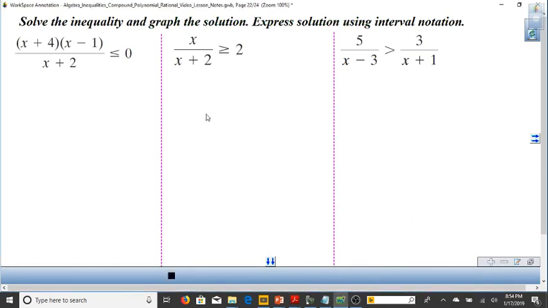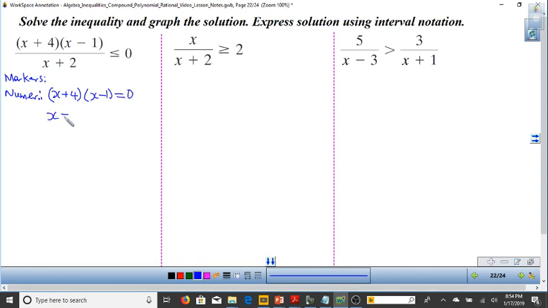So my examples. This first one here is already in the format that I want, so all I need to do is get my markers. So the first marker I'm going for is the numerator. For the markers, we have to do the markers for the numerator and the markers for the denominator. For the numerator, my markers are going to be -4 and +1, because I set the numerator equal to 0, I solve each part, I get -4 and I get +1. And since there's a greater than or equal to sign, then I know that my markers will be using brackets.